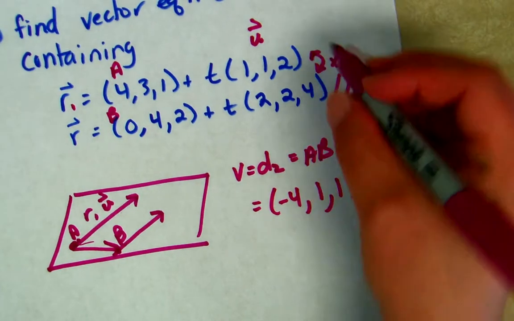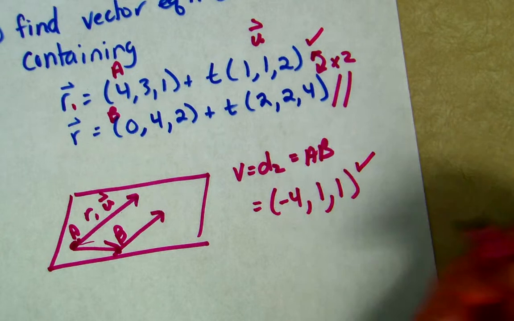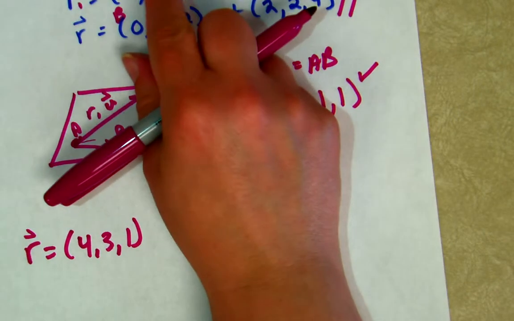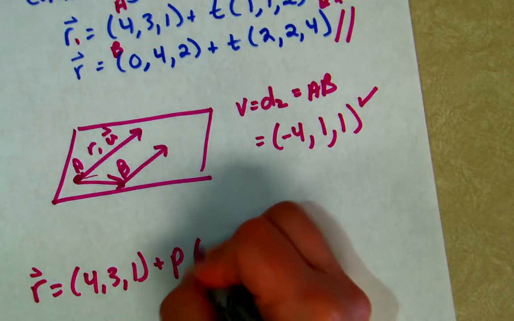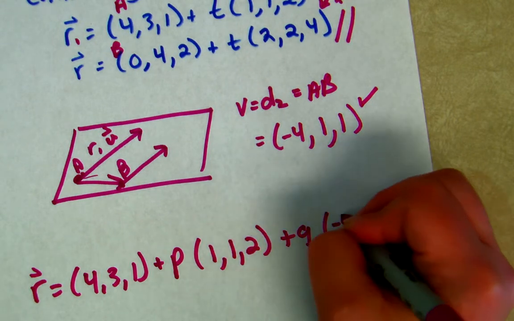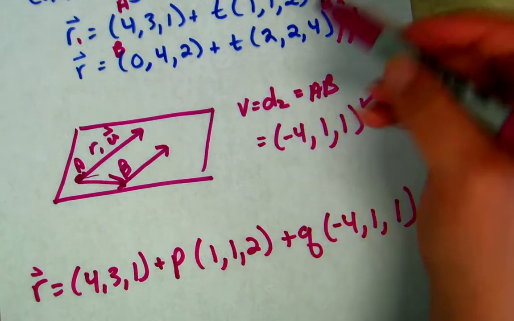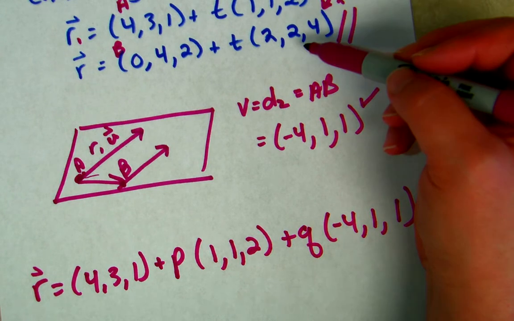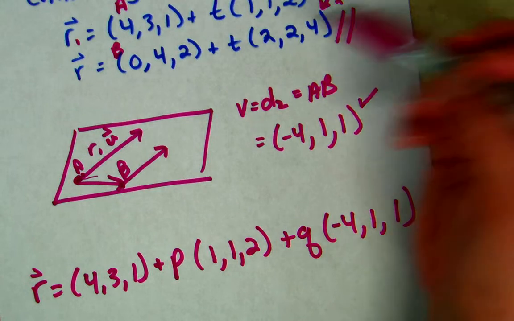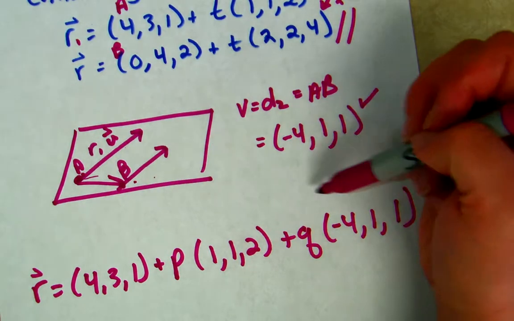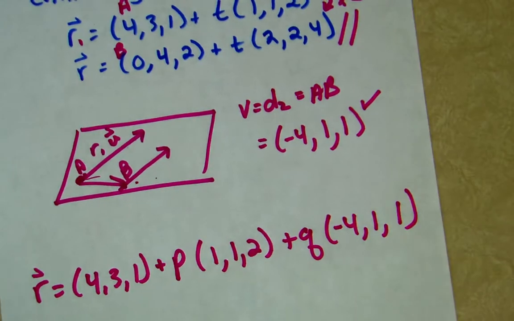So I'm going to use one of these. I'm probably going to use this one because it's the lowest one, and this one, and either one of those points. So my plane is going to be 4, 3, 1, I just grabbed the first point there, plus P times 1, 1, 2, plus Q times negative 4, 1, 1. So in order to define a plane with two directions, you need two distinct directions. If they're parallel, you can't use the same direction twice. But because I had 2 points, one on each line, I could use those points to come up with my second direction vector.